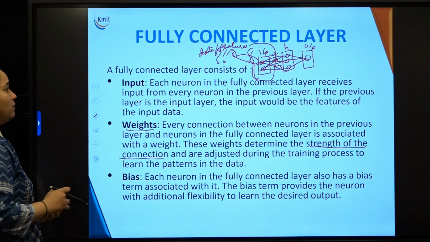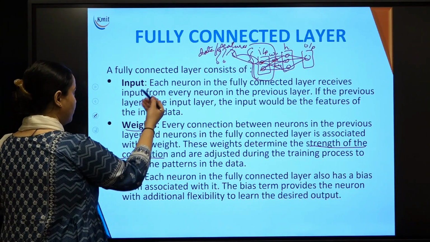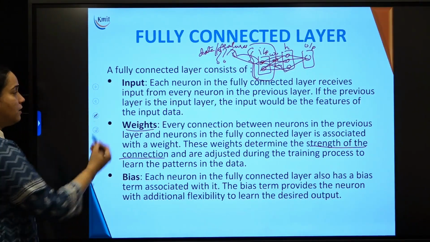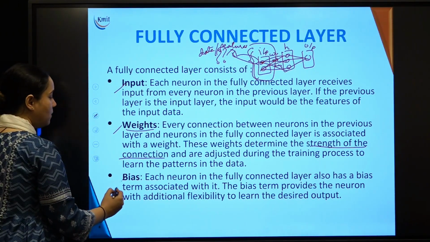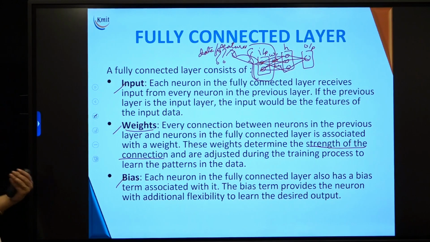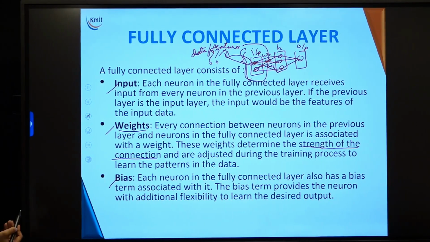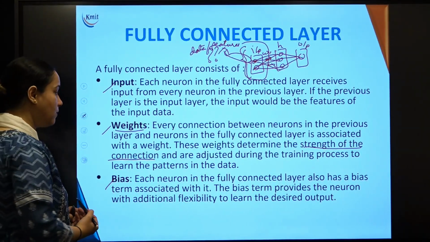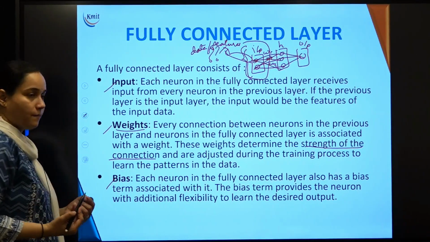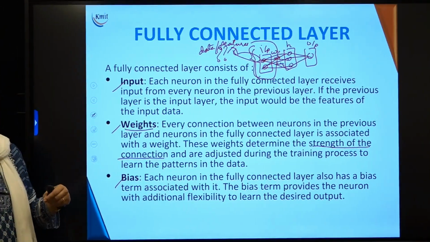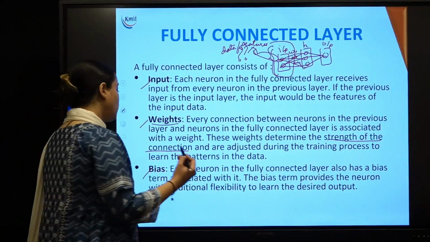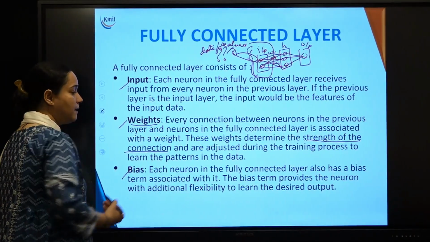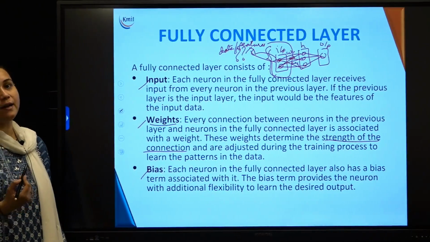Okay, so that was the constituents of a fully connected layer. The first one is an input, the second one is a weight, and then the third one is a bias. I already told you each neuron in a fully connected layer also has a bias associated with it. So what is this bias term? The bias actually adds flexibility to the output. The bias term provides the neuron with additional flexibility to learn the desired output.